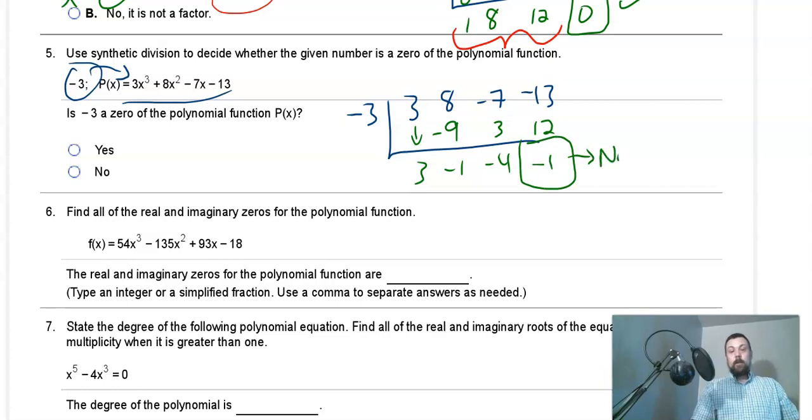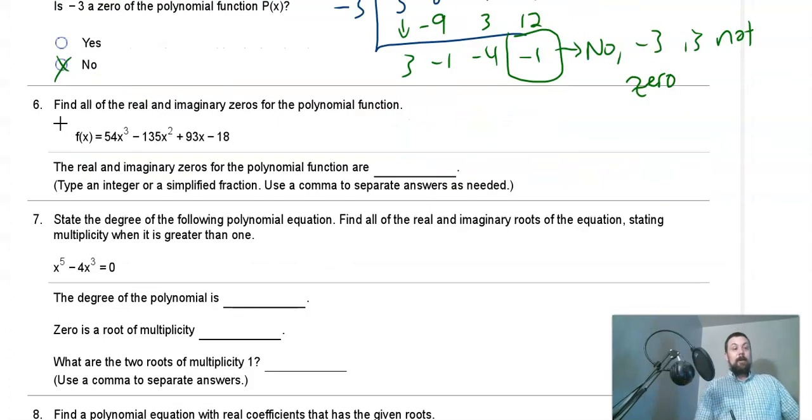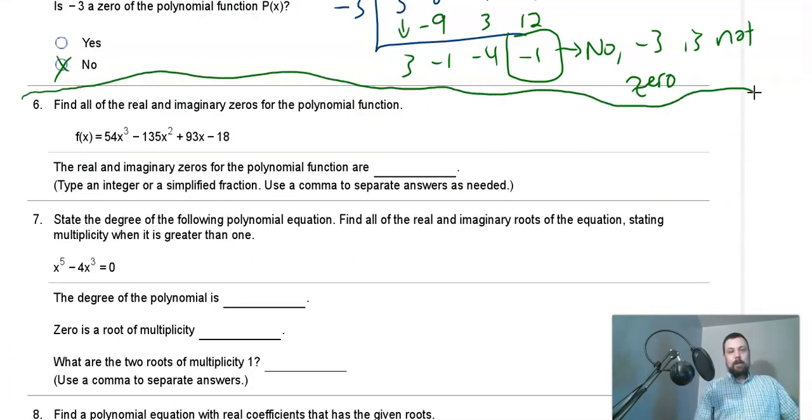And so the answer is no. -3 is not a 0. It also means that x plus 3 is not a factor of this polynomial. The answer is no.